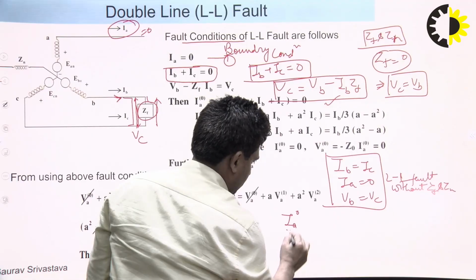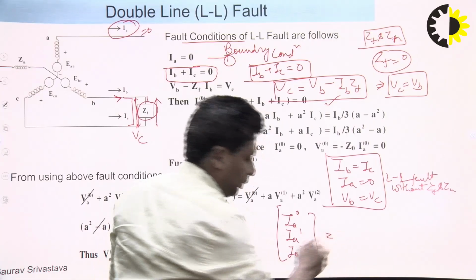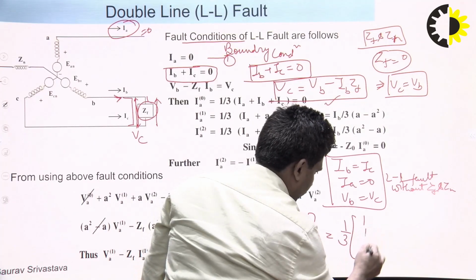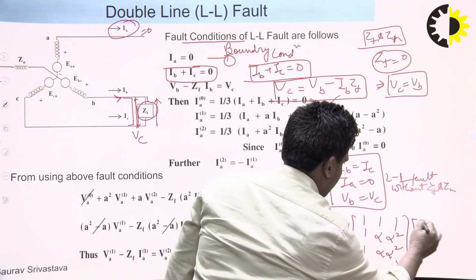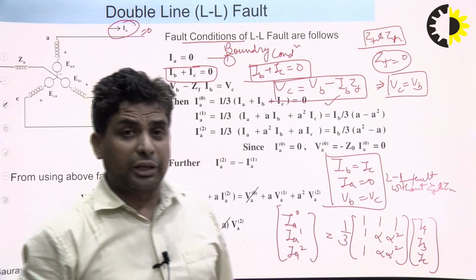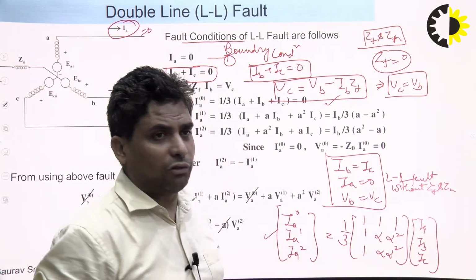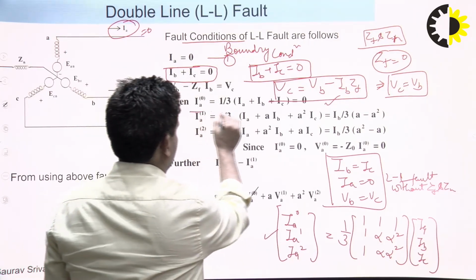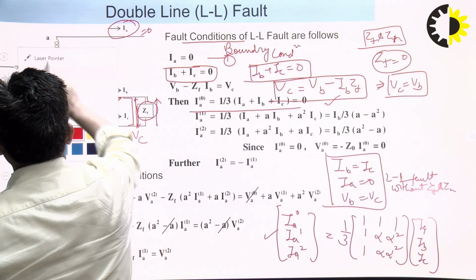Furthermore, we know the symmetrical component equations. The relation between the symmetrical components IA0, IA1, IA2 and the phase values is: one by three times the matrix [1 1 1; 1 alpha alpha square; 1 alpha square alpha] multiplied by IA, IB, IC. That is the relationship between the symmetrical components and the phase values. We already have this equation, so now we take the conditions one by one. I can explain it again here.